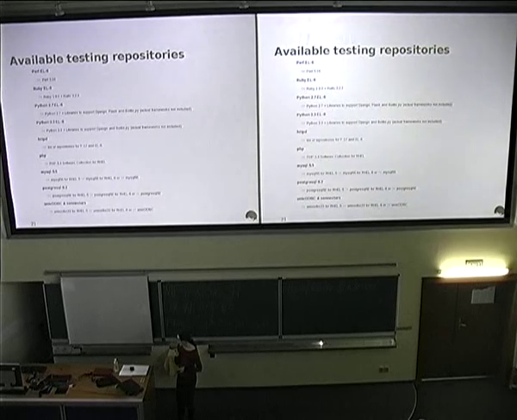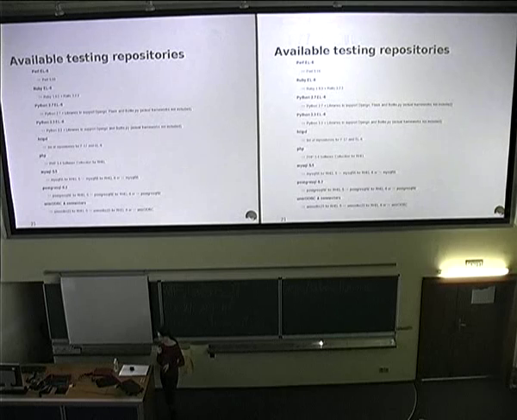At the end, I have a list of testing repositories, which you can try if you are interested. Most of them were built for RHEL 6. We have, it's probably not very much seen, Perl 5.16, Ruby 1.9.3 with Rails 3.2.3, which are quite popular, and Python 2.7 and Python 3.3.